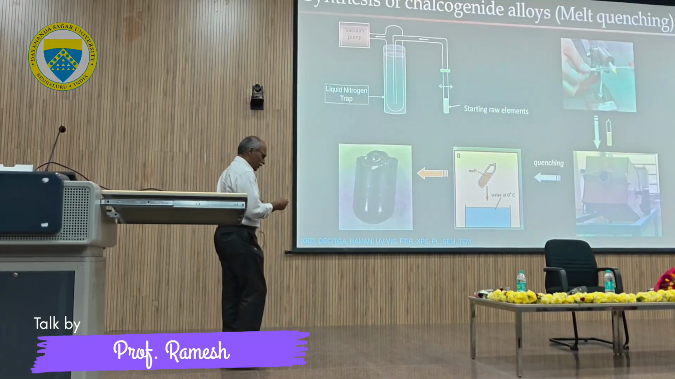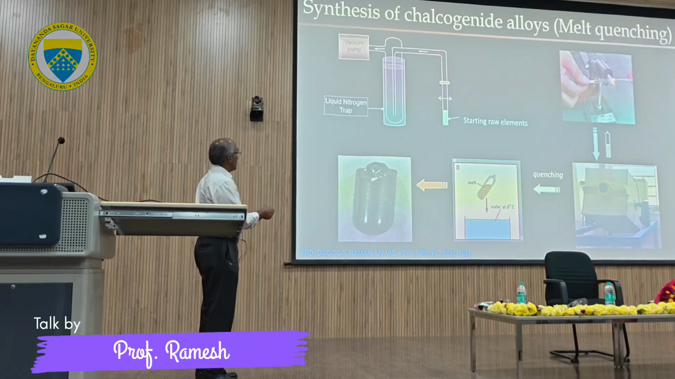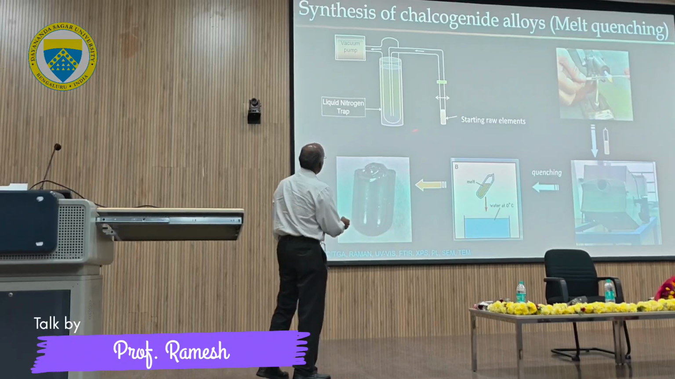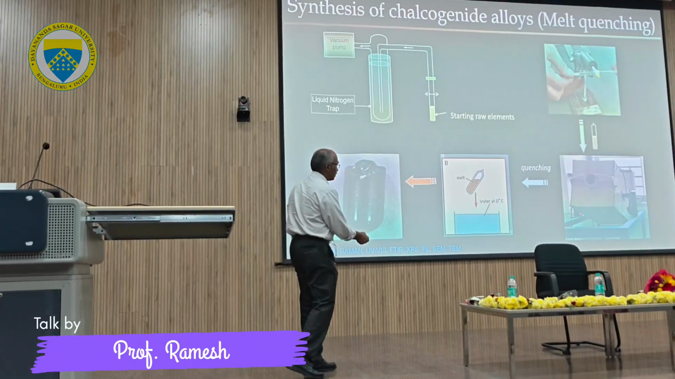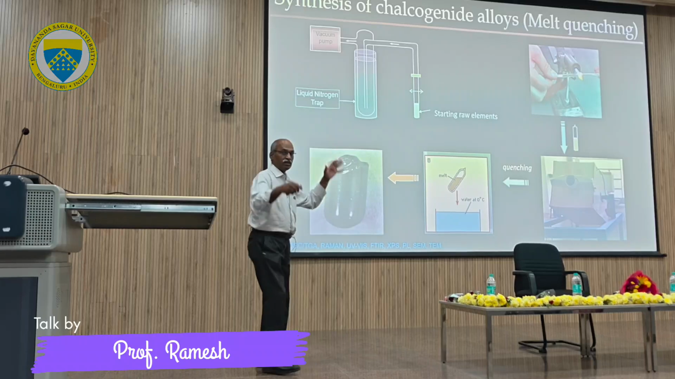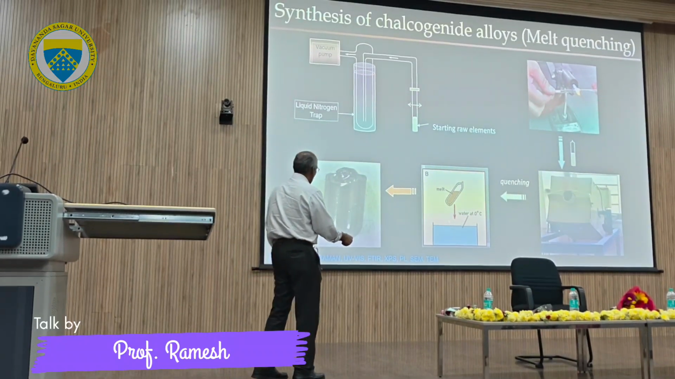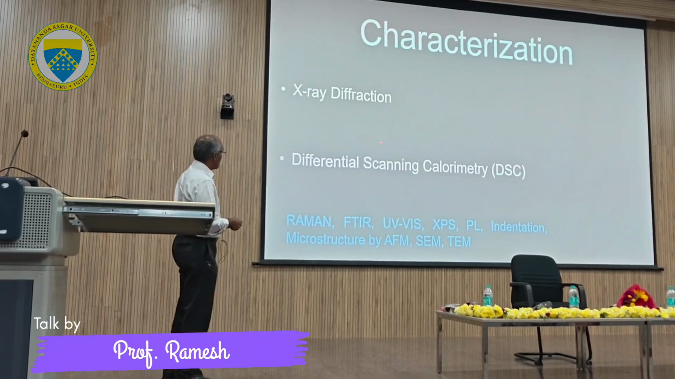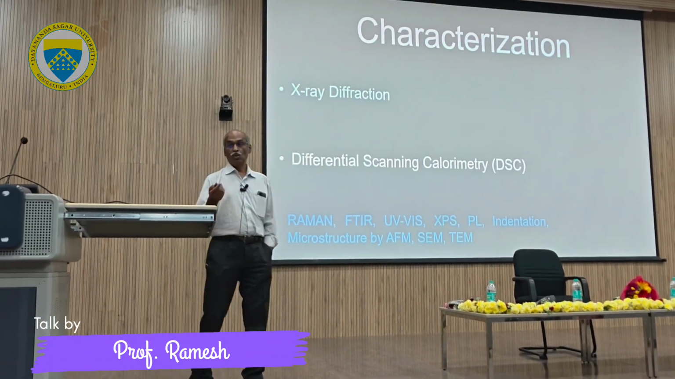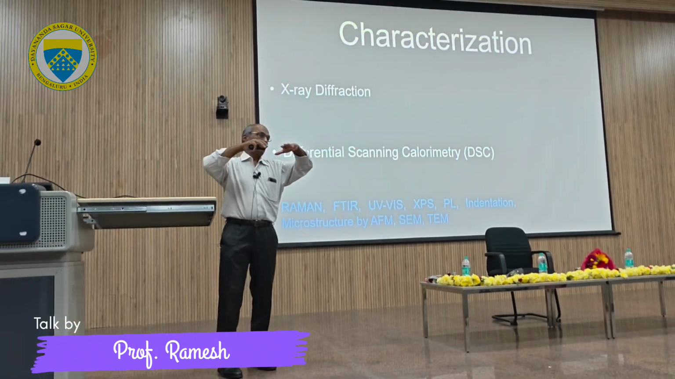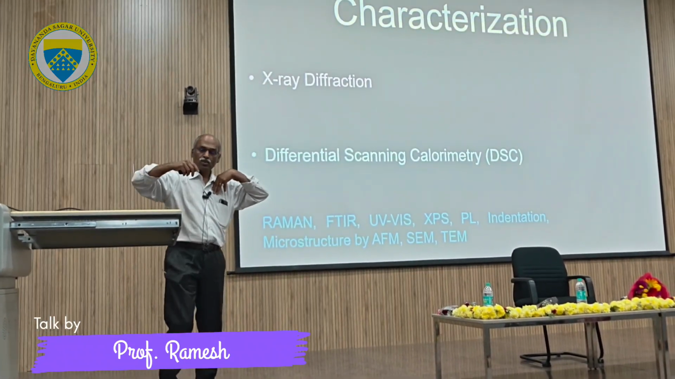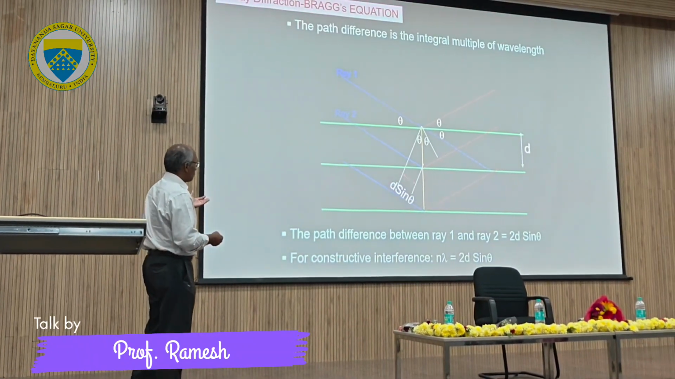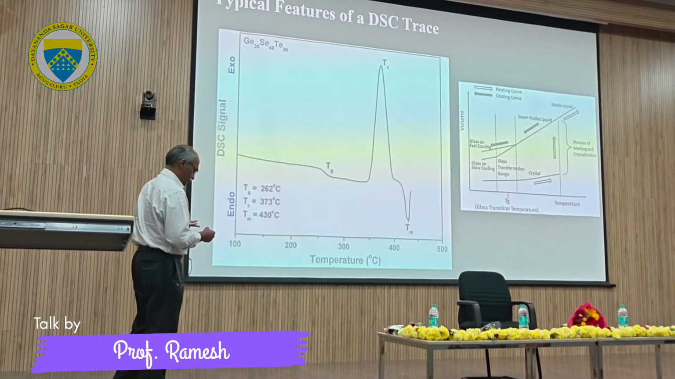So in the laboratory, I said you take the material in a quartz tube, weigh them, seal them, and then put them in a rocking furnace, which can rock, right? The melt can be homogenized. Then you put it in ice water and you get a bulk glass, right? And the basic characterization techniques are X-ray diffraction and differential scanning calorimetry. X-rays work on the principle of Bragg's law, n lambda equals 2d sine theta, right? So you need to have constructive interference. We'll not go into this because you must be knowing all these things, and we have not much time.